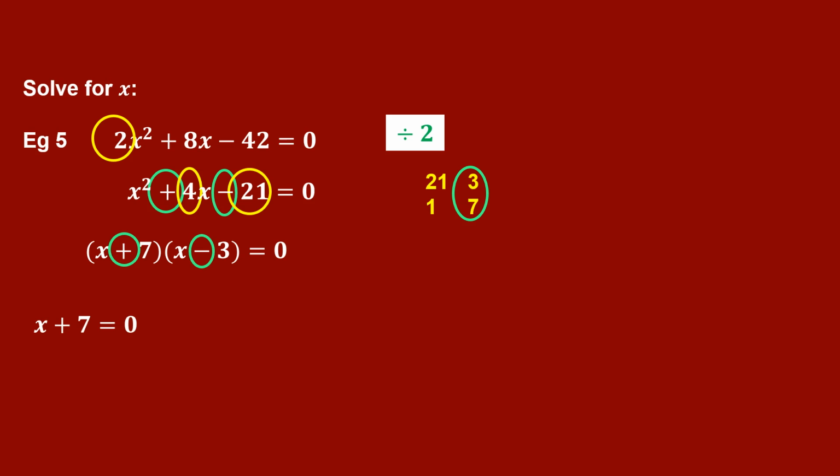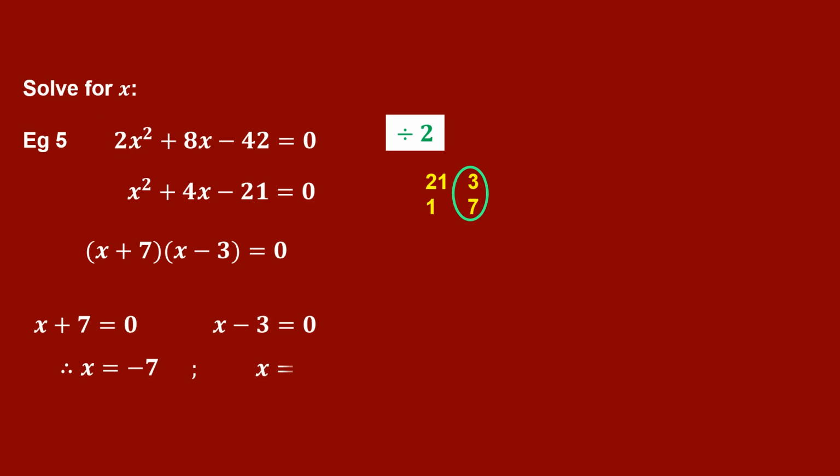Solve each bracket, and you end up with x plus 7 is 0, or x minus 3 is 0. So x is minus 7, or x is 3. And it's time to watch the second video before we try some on our own.